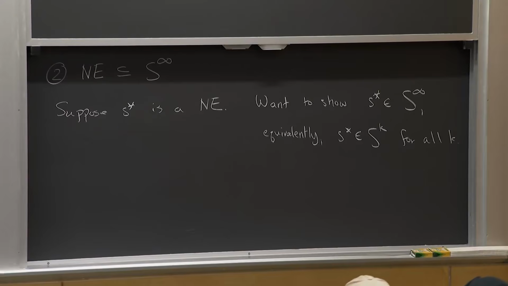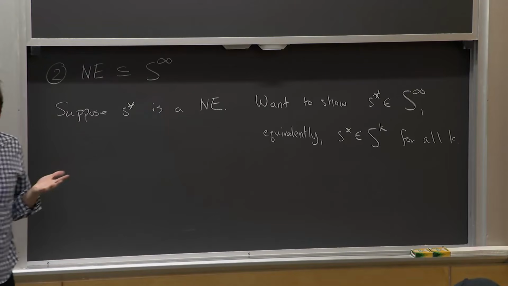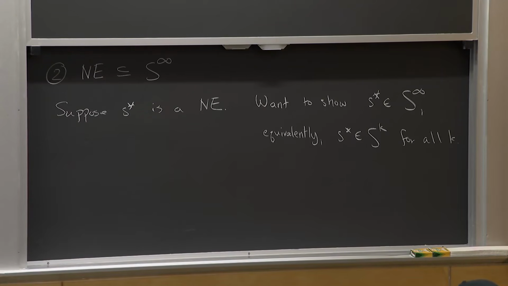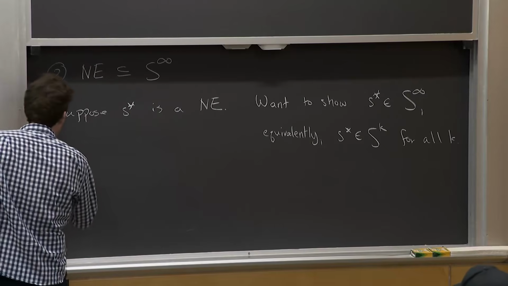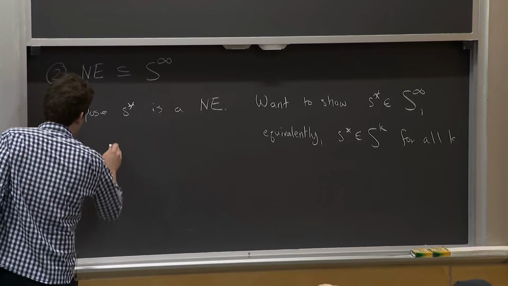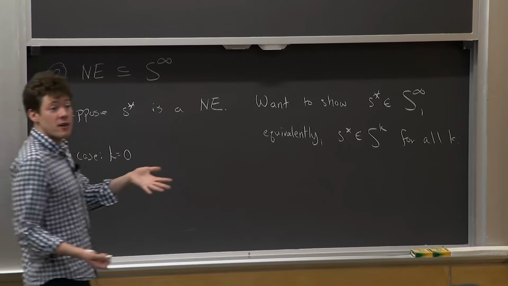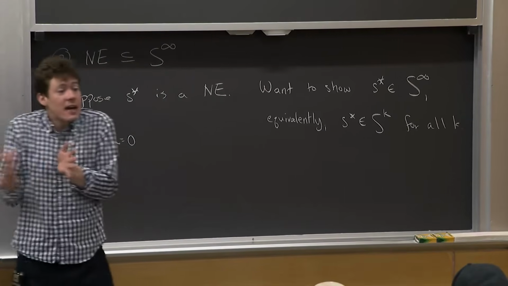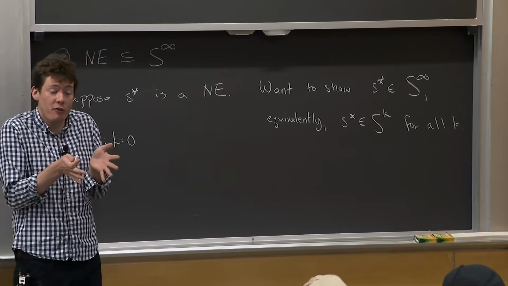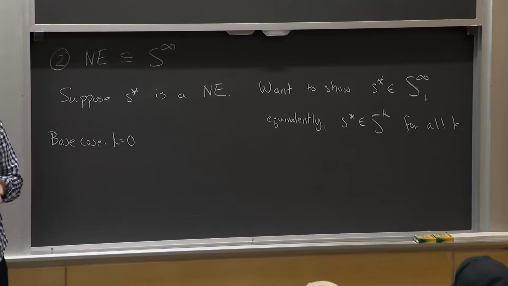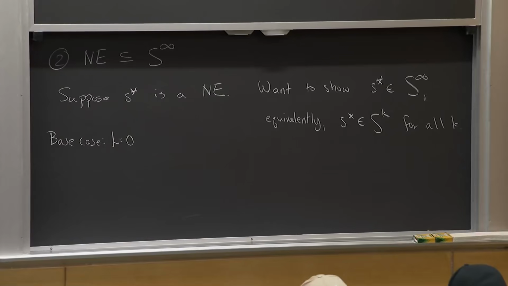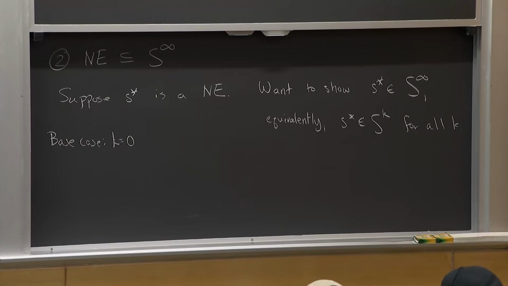And since we're showing something for every k, this is where we're going to use induction. So what do we want to show? We want to show that first, there's a base case of k equals 0. We want to show first that S star is in there after the 0th round. And then we have an inductive step that says if it's made it to the kth round, it's also going to make it to the k plus first round. And then we can just tie it all together, right? If we know it makes it to the 0th round, then it must make it to the first. If it makes it to the first, it must make it to the second, and so on.